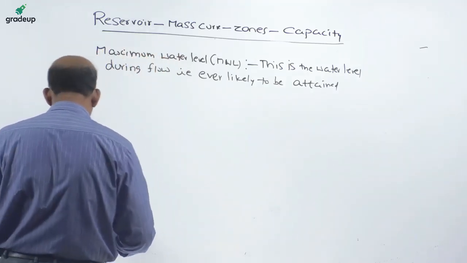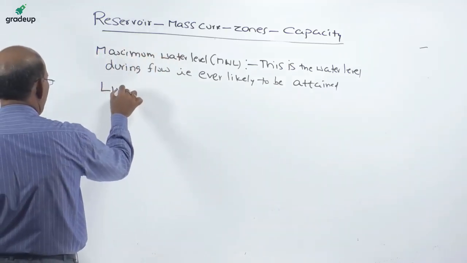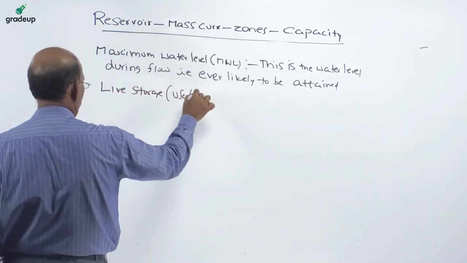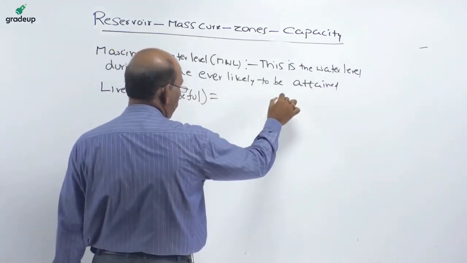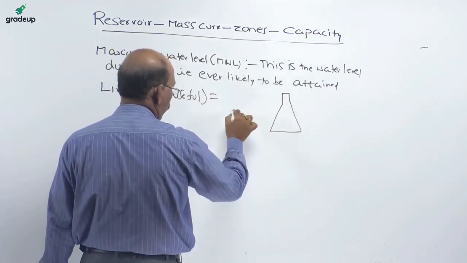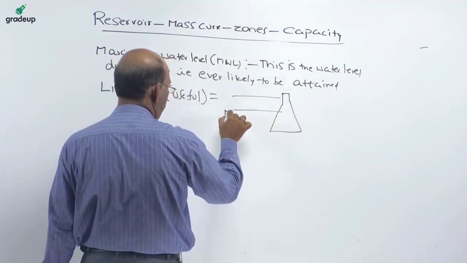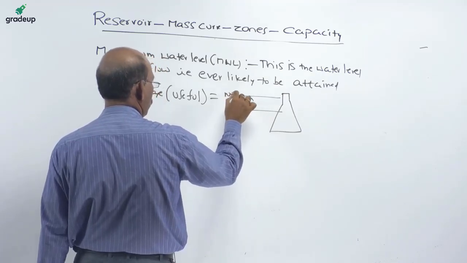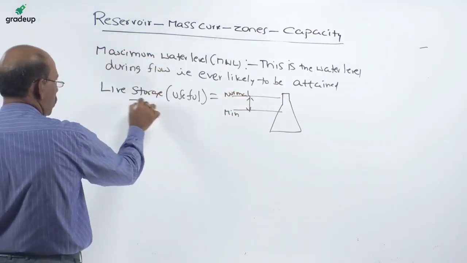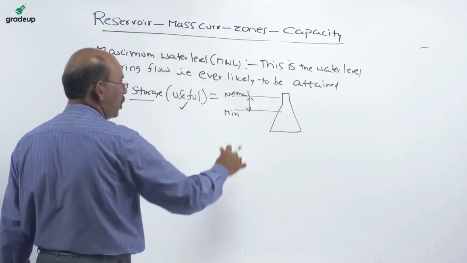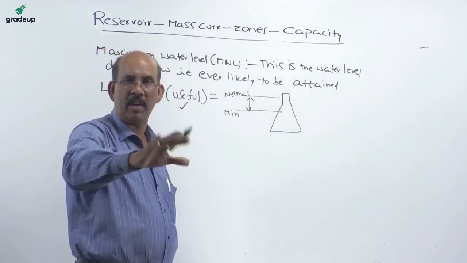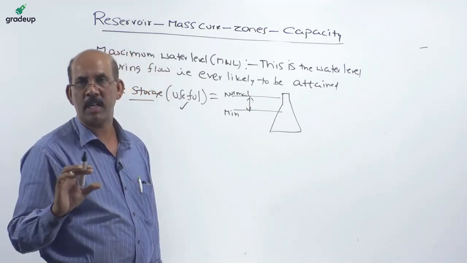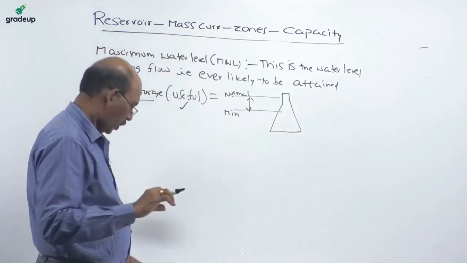Coming to the live storage or useful storage, it is the water stored between the minimum level and the normal level. So useful storage is nothing but the water stored between the minimum level and normal level. How much amount of water is stored, that storage is known as the live storage or the useful storage.